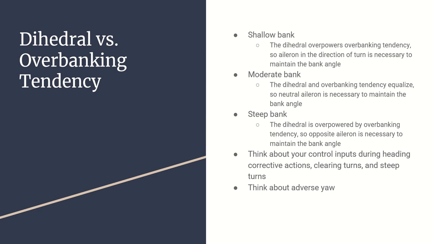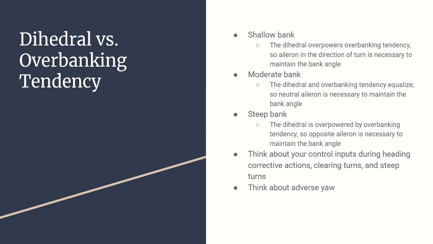Once we get to the moderate bank, again, we've got overbanking tendency and dihedral fighting against one another. So if we were trying to maintain, I don't know, 25 degrees of bank or something like that, then we might be able to have neutral ailerons. That's because the overbanking tendency of the airplane is canceled out by the dihedral effect. They're going to be equal, so neither will be winning. So we don't need any aileron in either direction to maintain the bank.